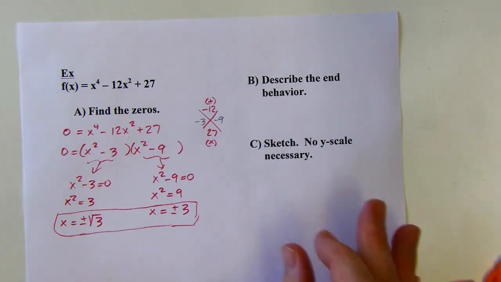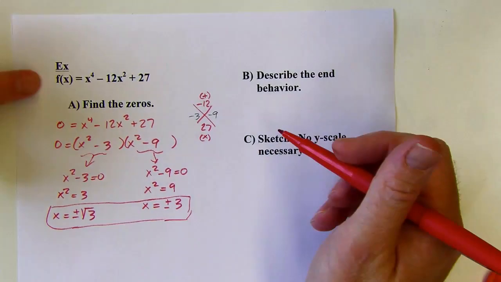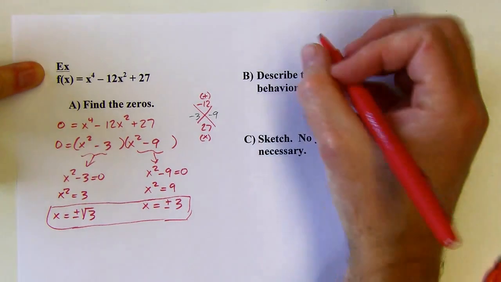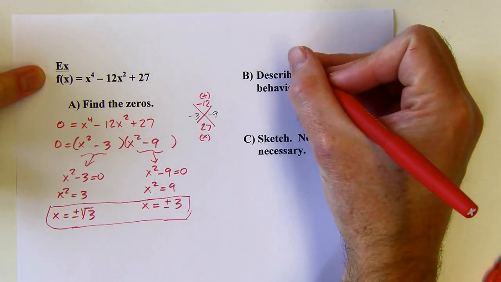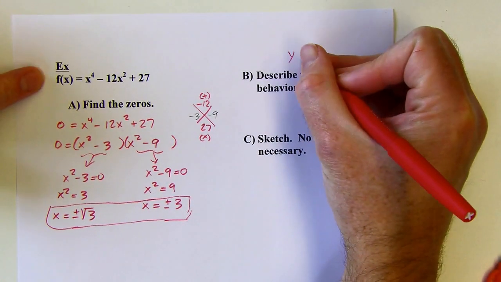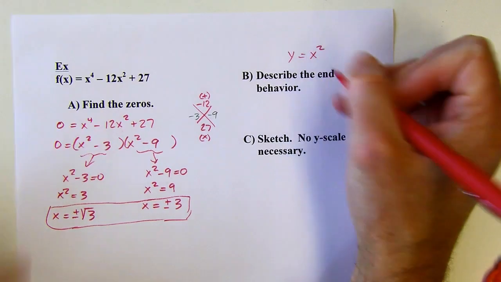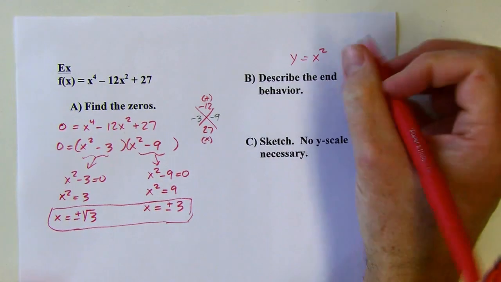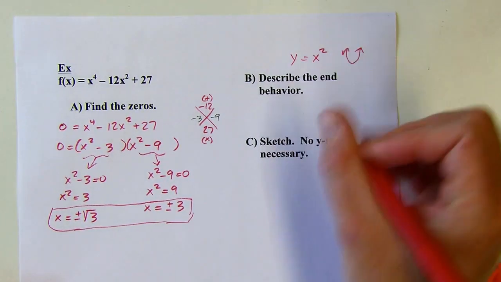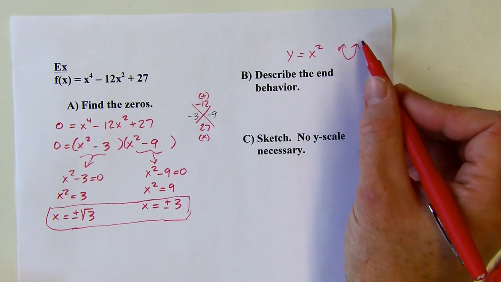Okay, describe the end behavior. Okay, so I'm looking at this thinking this has, here I'll write it up here, this has a positive leading coefficient and an even degree. So the simplest equation I can think of, those same characteristics, looks like this. So it has this end behavior. So it's going to start up high and end up high too.